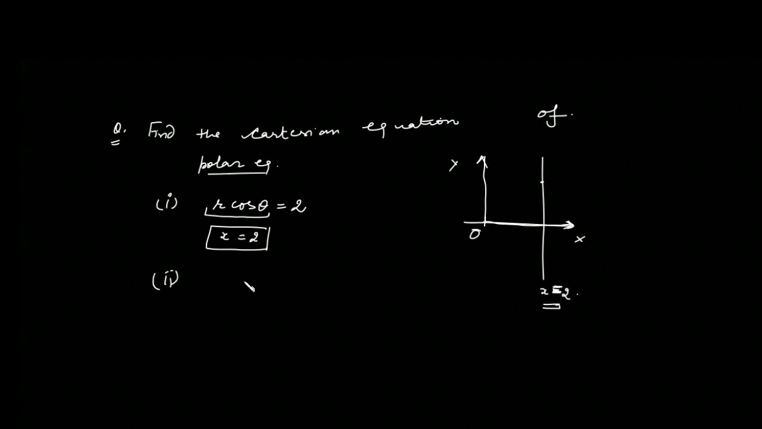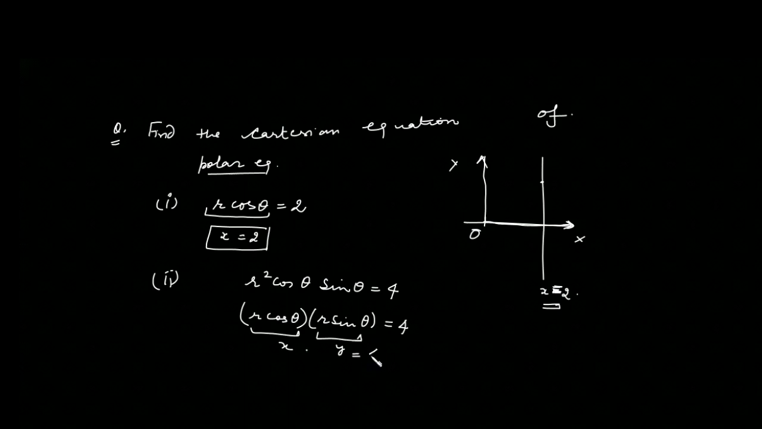in Cartesian. Similarly, if you are having an equation in polar, r square cos theta into sin theta is equal to 4, we can convert it into Cartesian by substituting r cos theta with x and r sin theta with y. So this is your x, this is your y. So this is x into y is equal to 4. So this is the equation in Cartesian.